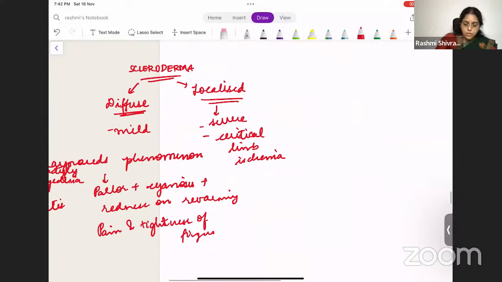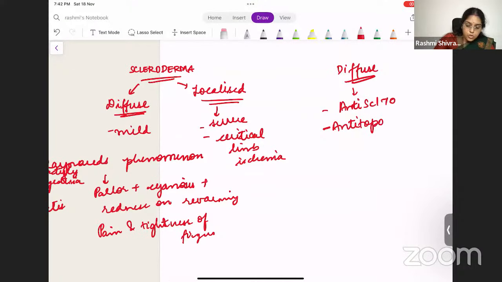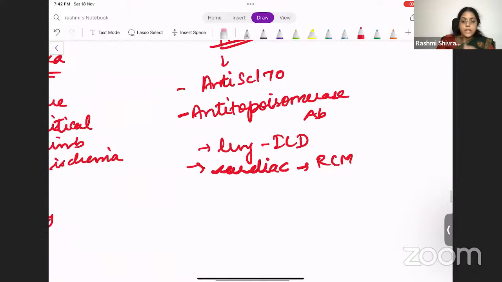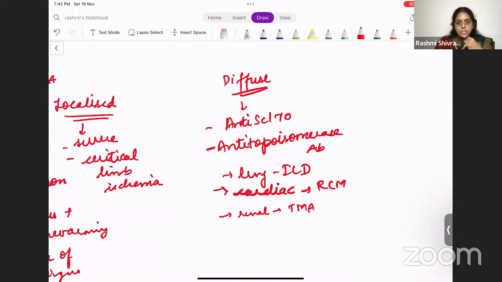So let's talk about diffuse scleroderma. In this, anti-SCL70 antibody is positive, also called anti-topoisomerase antibody. What are the features in these patients? Lung involvement in the form of ILD. Cardiac involvement, they will have restrictive cardiomyopathy. Renal involvement, they have TMA, thrombotic microangiopathy, which is HUS and TTP. So diffuse scleroderma has anti-SCL70 positivity, anti-topoisomerase antibody positivity, ILD, restrictive cardiomyopathy, and renal TMA.